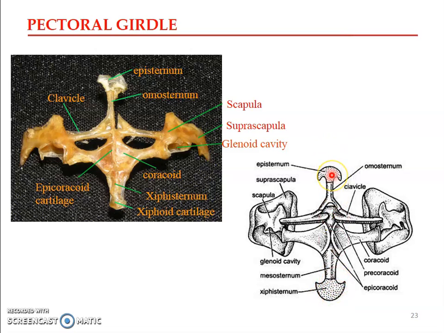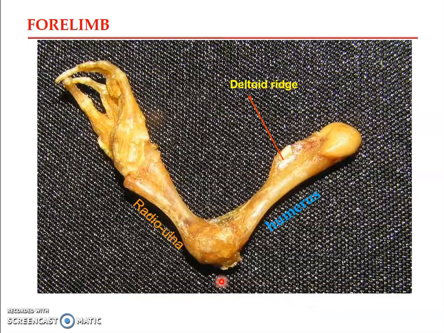Okay, so the sternum is composed of four parts. The anteriormost cartilaginous structure is the episternum. Posterior to the episternum, you have the Y-shaped bony structure, the omosternum. Posterior to the epicoracoid, you can see the mesosternum, and the cartilaginous part posterior to that is the xiphisternum. These four structures together form the sternum of the frog. Okay, there are no ribs attached to it, and the pectoral girdle and the sternum together provide support to the thoracic region.